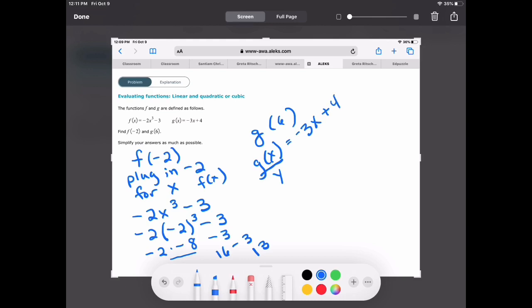So I'm going to plug in: this equals -3 times 6 plus 4. Not so many exponents to deal with this time. And those should be the answers to those.